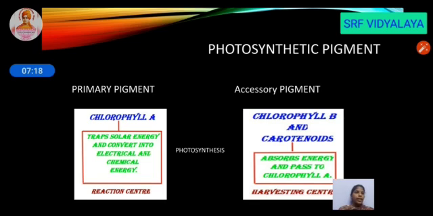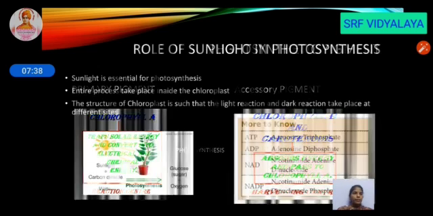The next is the accessory pigment. Chlorophyll B and carotenoids are called the accessory pigments. These absorb energy and pass it to chlorophyll A. So this is called the harvesting center. This reaction center and harvesting center together perform photosynthesis.